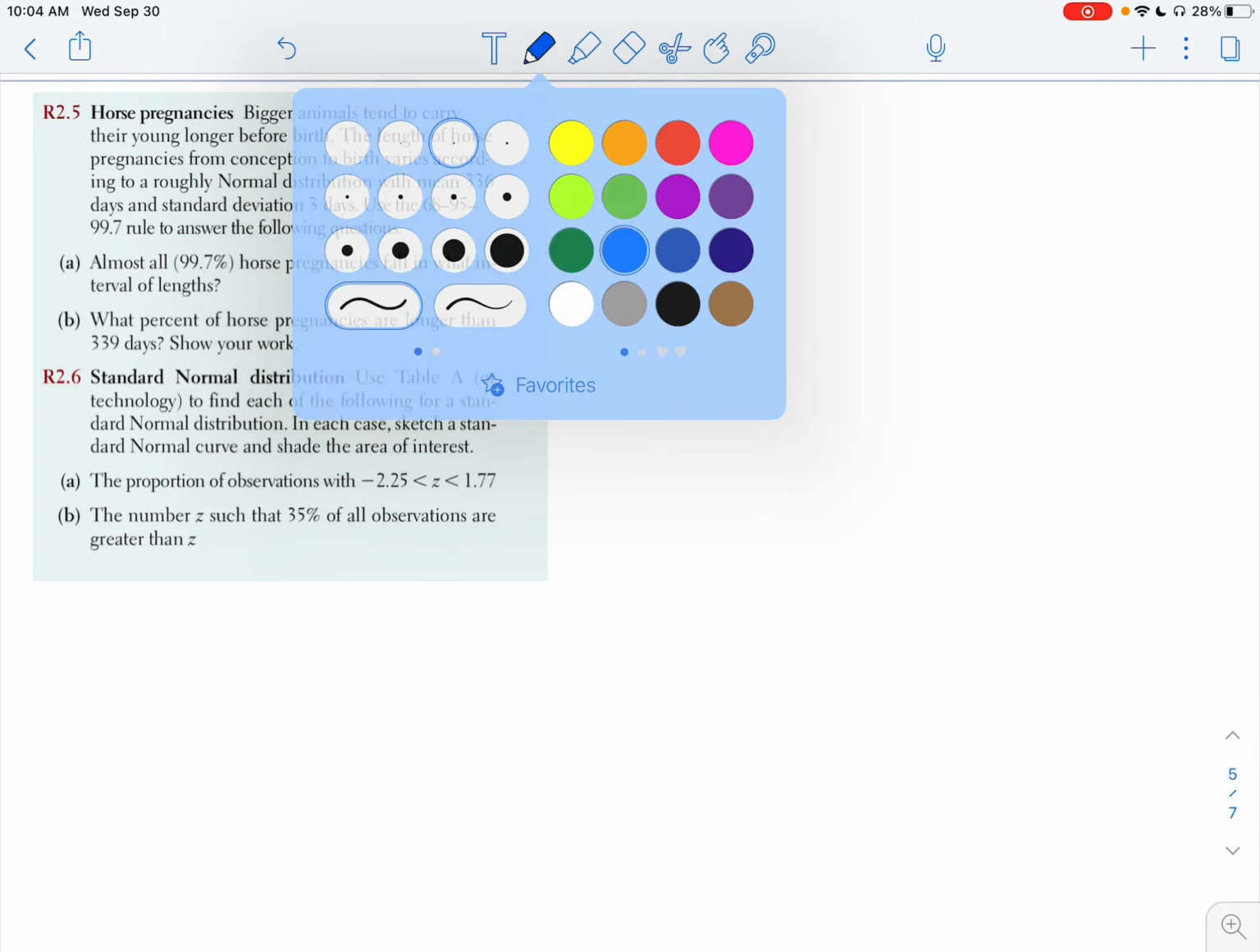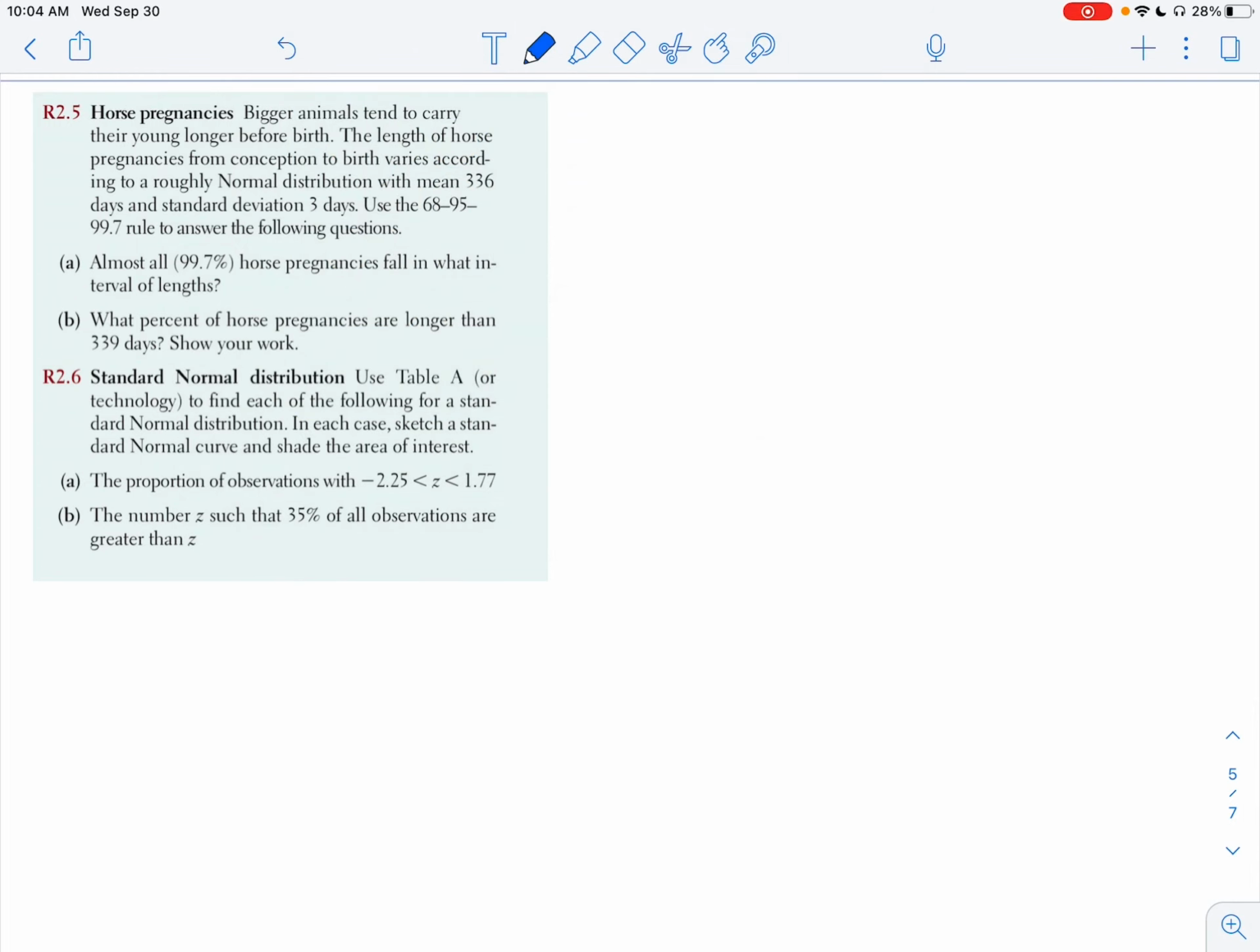All right, if we move on to number 5, about horse pregnancies, bigger animals tend to carry their young longer before birth. The length of horse pregnancies from conception to birth varies according to a roughly normal distribution. Remember, that's our bell curve, with a mean of 336 and standard deviation of 3. Units are days, and they want us to use our rules, so think about our flip book, to answer the questions. So part A: almost all, 99.7%, of horse pregnancies fall in what interval of lengths?